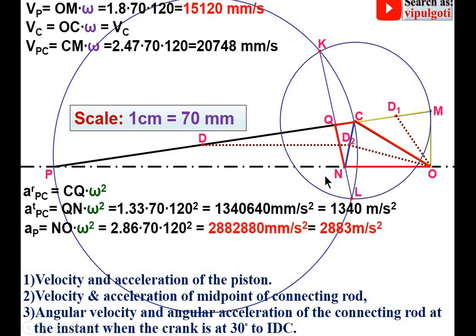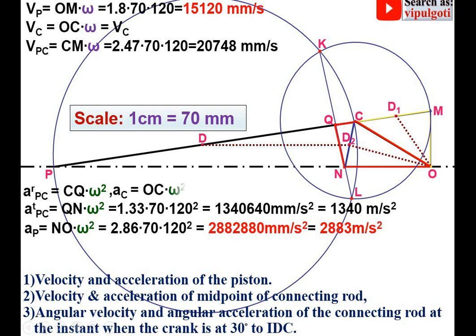Now next, this NO represents the acceleration of the piston, and obviously it is multiplied by omega square because it is from the acceleration diagram. So if you measure the length of this NO, then it will be 2.86, and that is always multiplied by the scale multiplied by omega square. So if you calculate, then you will get acceleration of piston as 2883 meter per second square. So that is your next answer, acceleration of piston, AP.